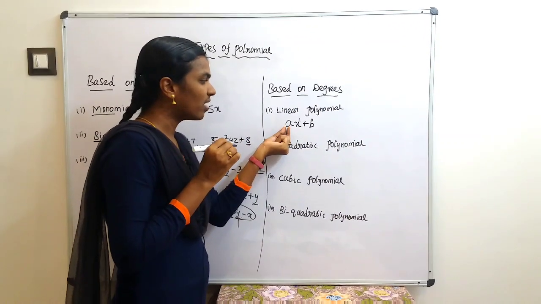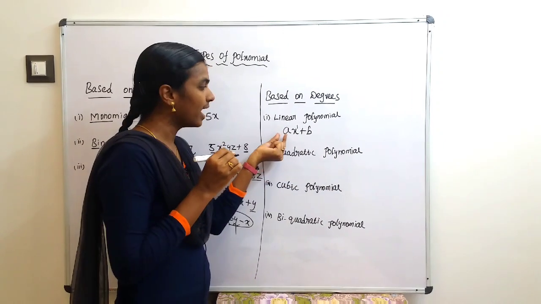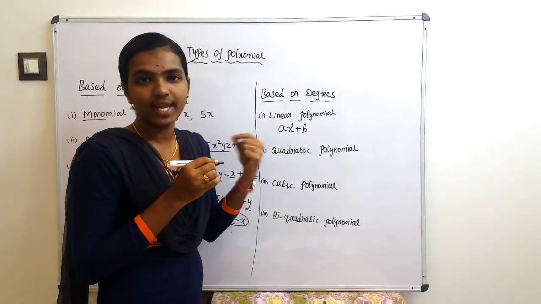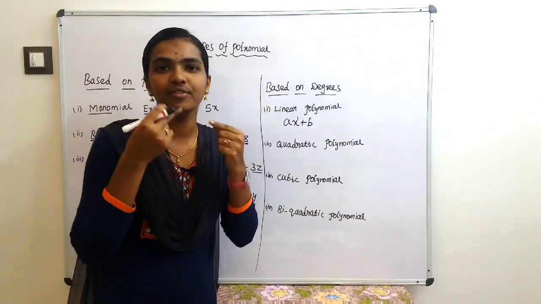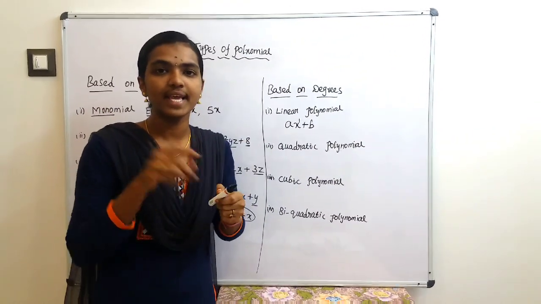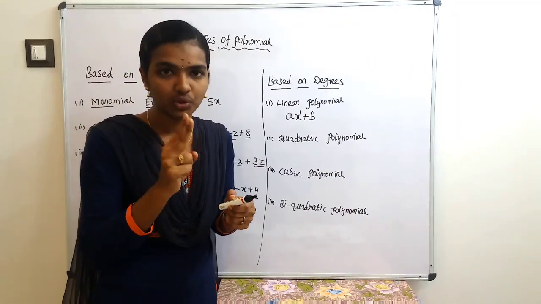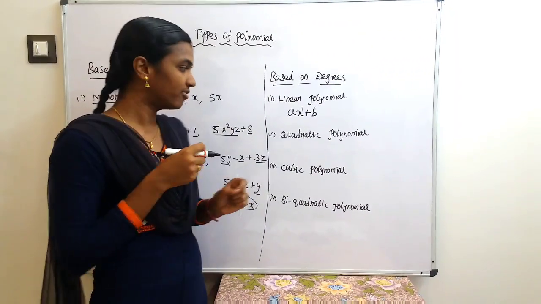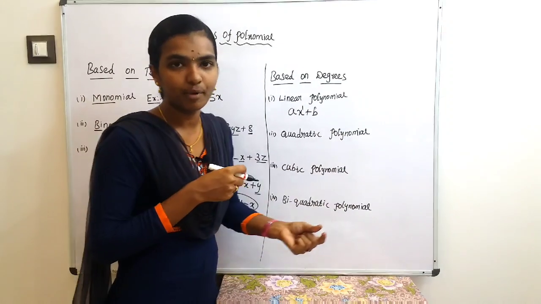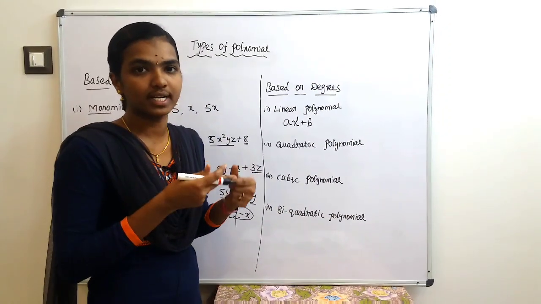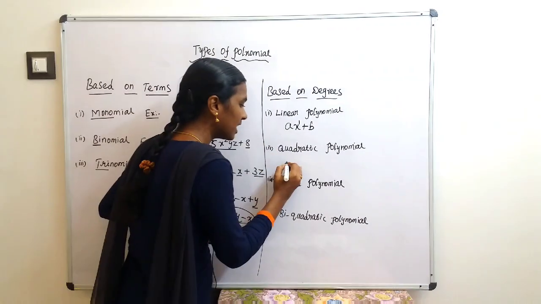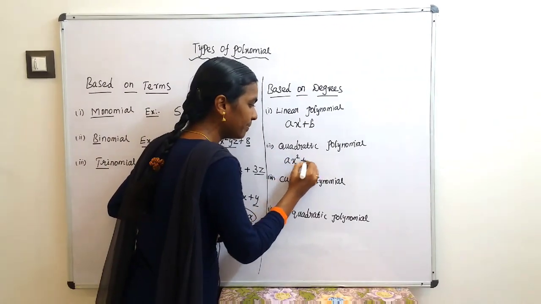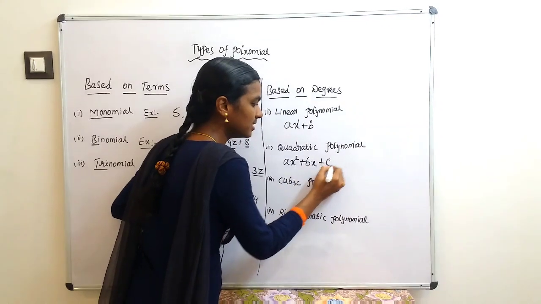Here a and b are constants, any integers. Coming to the next case, if the highest power of the variable in the given polynomial is 2, the name of the polynomial is quadratic polynomial. So if the highest power is 2, it is a quadratic polynomial. The general form is ax square plus bx plus c.